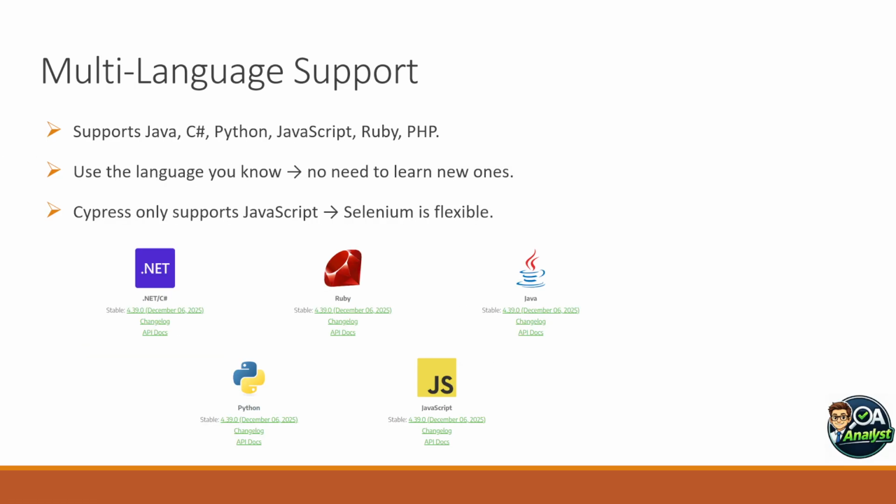Okay, so this is one of my personal favorites. Selenium supports multiple programming languages like Java, C Sharp, Python, JavaScript, Ruby, PHP, you name it. So why does this matter? Because you don't need to learn a new language just to start testing. You can pick the language you are most comfortable with and get started. Some newer tools like Cypress only support JavaScript, while Selenium gives you the flexibility. So again, this is one of the important features of Selenium, which is multi-language support.